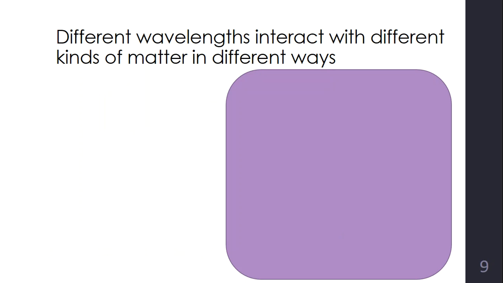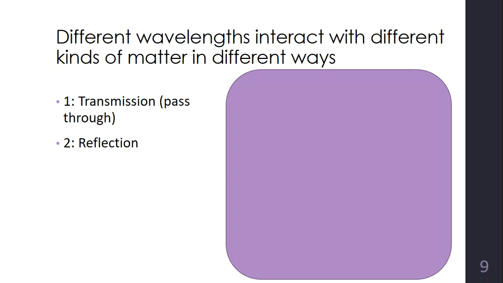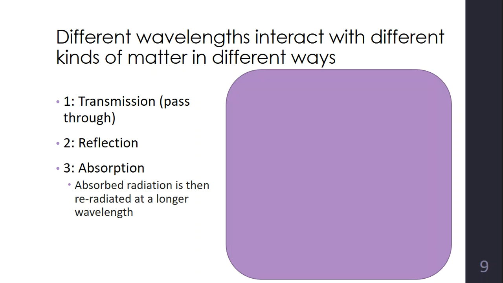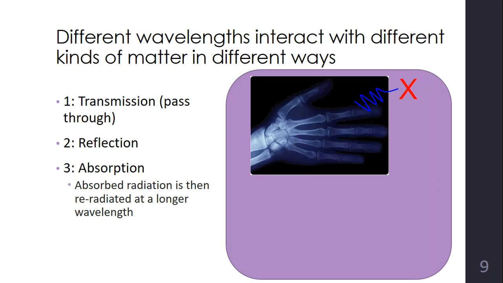So different wavelengths interact with different kinds of matter in different ways. Some are transmitted, or they pass through something. Some are reflected, and some are absorbed. And absorbed radiation is usually then re-radiated back at a longer wavelength. So, for example, if we zap our hand with some X-rays, they can transmit through a lot of this, which is how we get this nice picture of all of the bones in our hand.